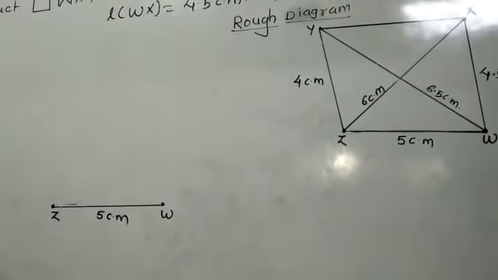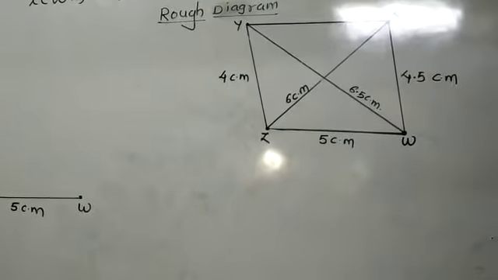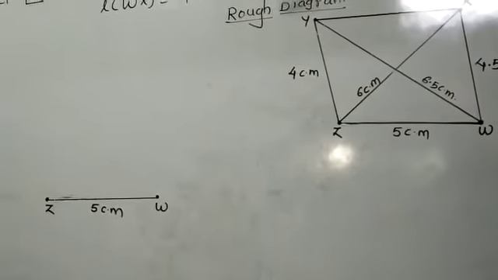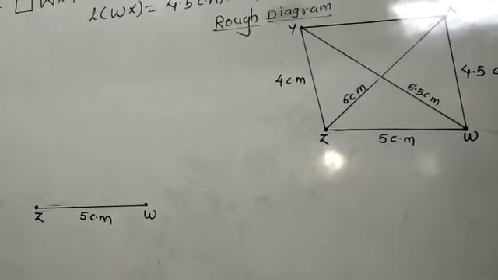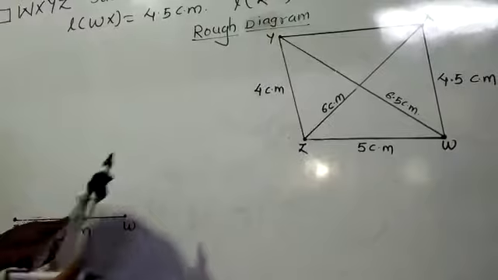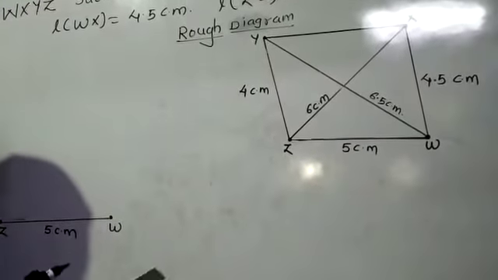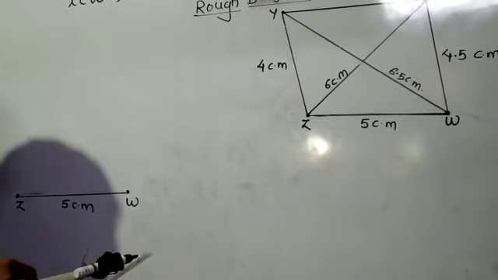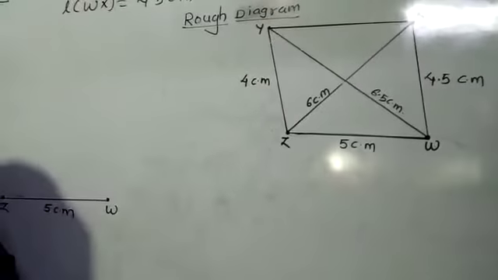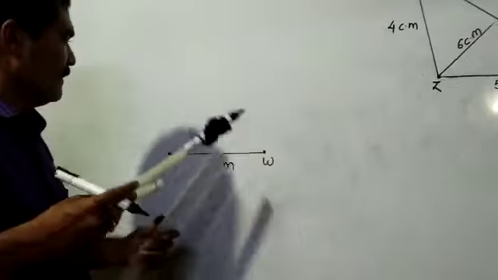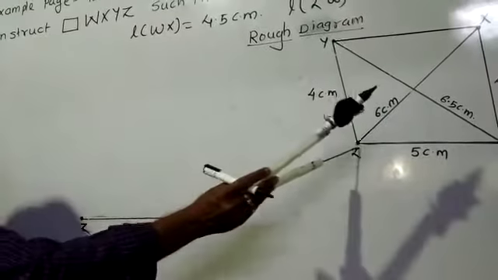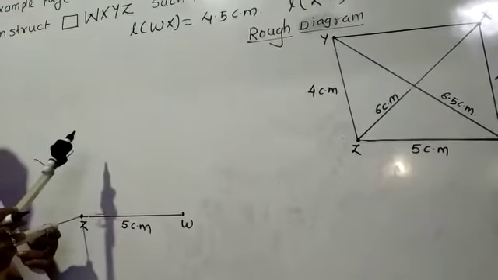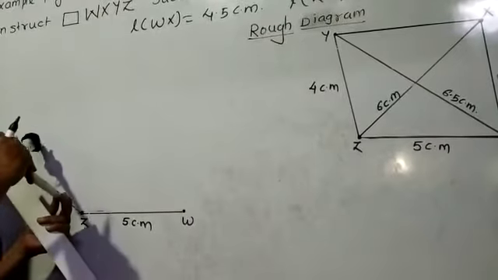So in the compass, first of all you have to take the distance of 4 cm. By scale and the compass you have to take 4 cm distance. You have to keep this pointer on Z and you have to make the arc like this.